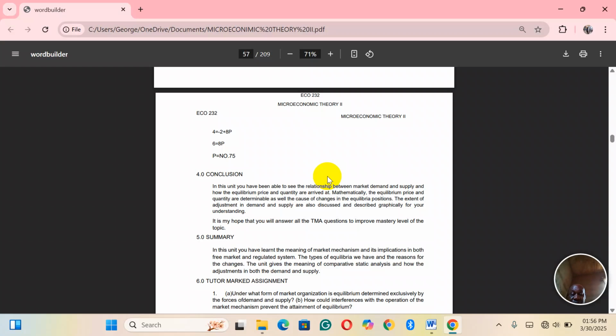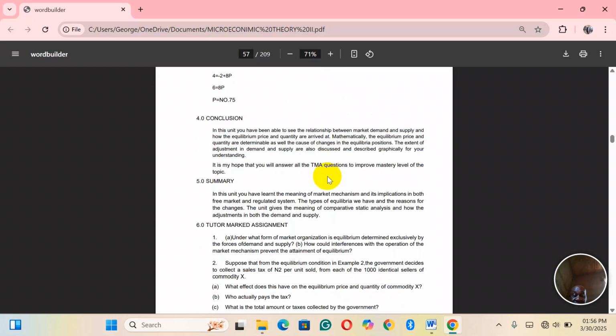So we can see that in this unit you have been able to see the relationship between market demand and supply, and how the equilibrium price and quantity are arrived at. Mathematically, the equilibrium price and quantity are determined, as well as the causes of change in the equilibrium position, and the extent of adjustment in demand and supply are also discussed.